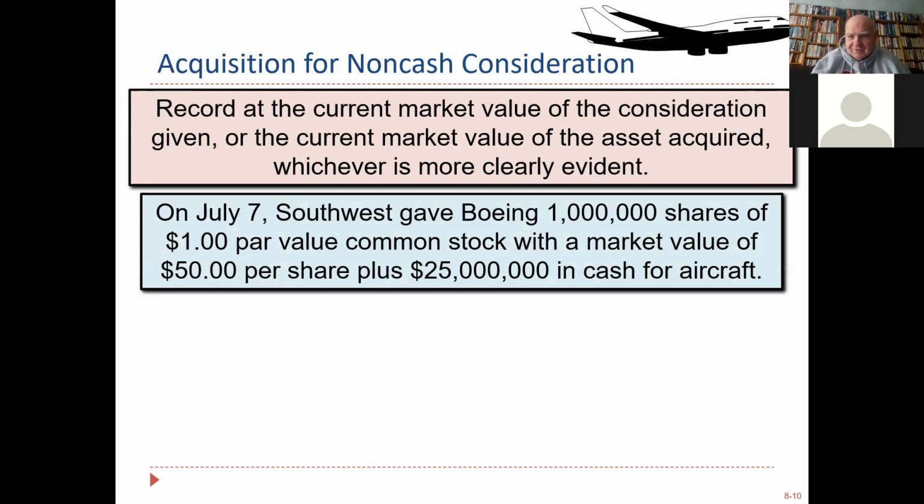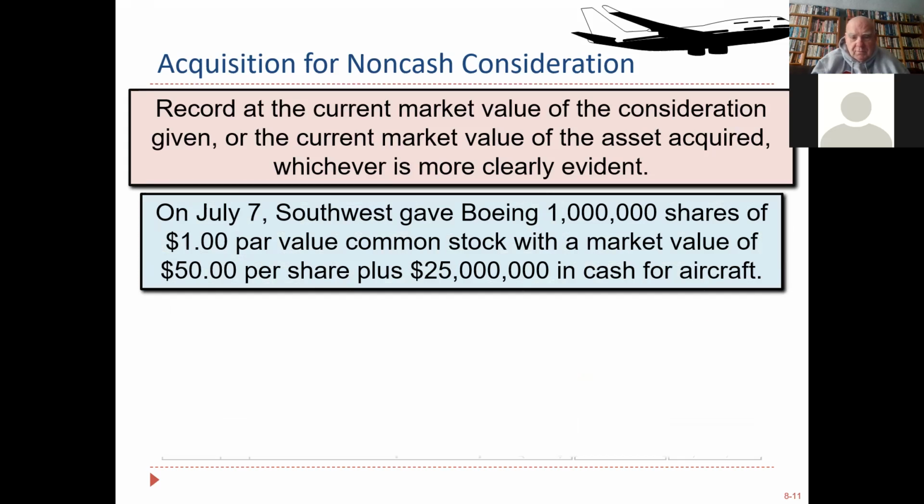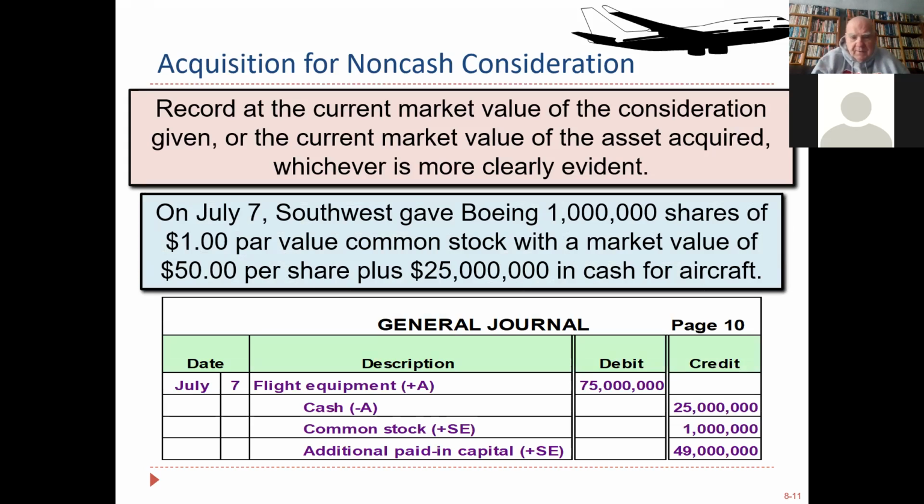Let me make this a lot easier for us, okay? Here's an example of what they're talking about. Southwest gave Boeing 1 million shares of $1 par value stock at a time when the market value was $50 per share. So Southwest said, how about we pay you this way? Boeing said, okay, we'll take that. So let's look at our journal entry. We're going to debit 75 million to the aircraft. Debit flight equipment, credit the cash.